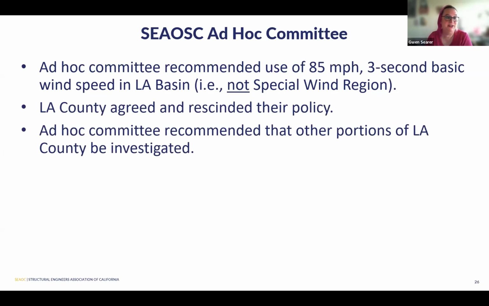Good result. And the ad hoc committee recommended that other areas of LA County be investigated because there are some areas that kind of light up during storms and do see significant winds.